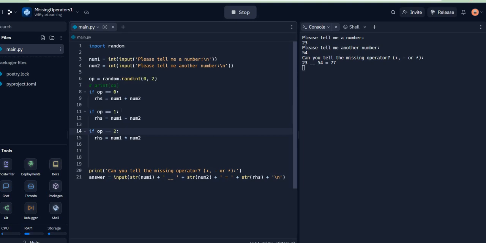Before we move on with the missing operators project, let us spend some time understanding the syntax of the statements that we have been using here. We have used a bunch of if statements. There are two things that I want to cover in this video.